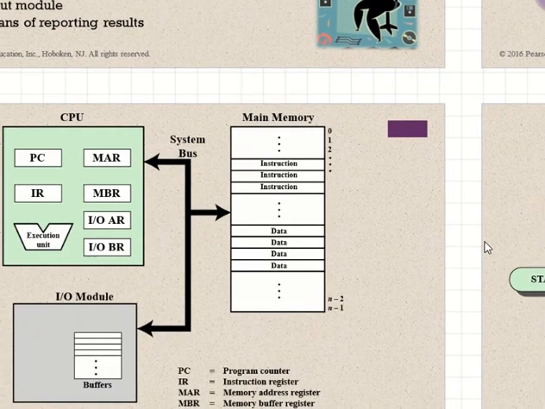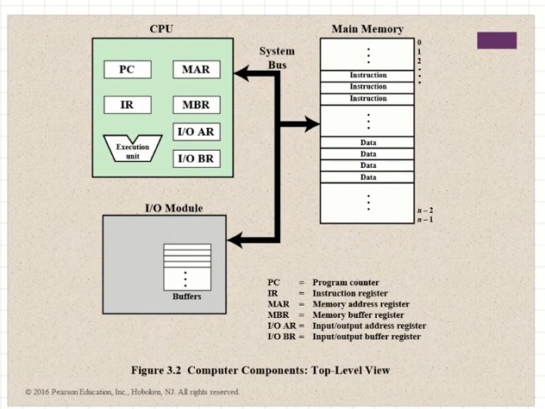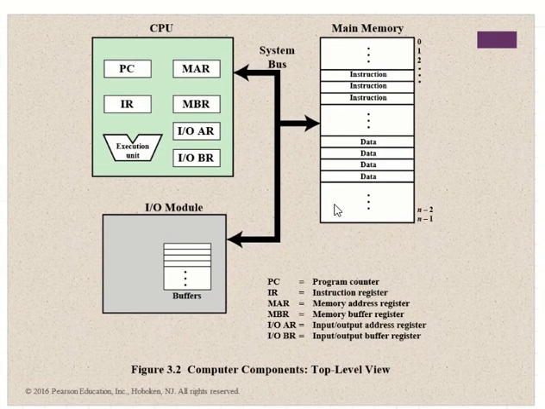So let's see, this is the idea of the registers, the computer components, the top level view. Here let's see the abbreviations first. Can you see here PC? It's program counter. PC means program counter. And the next, IR means instruction register. MAR, MBR, IO address register, IO buffer register. So we already saw these four.